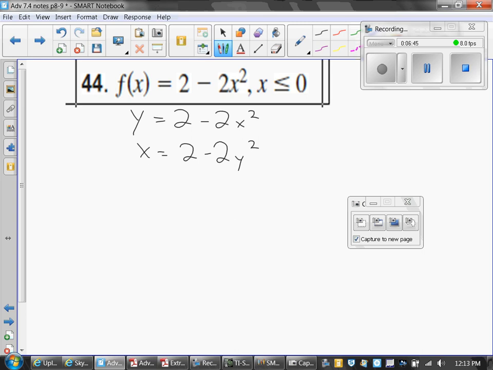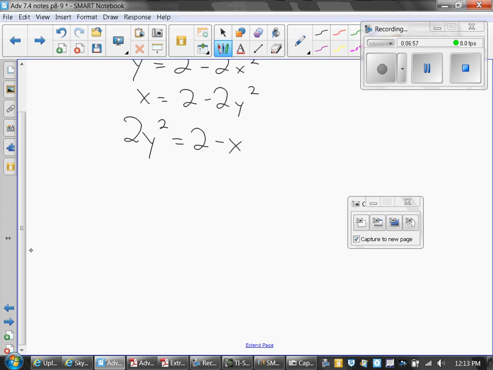I know how to get it unclogged. I'm doing it right now, but I'm just going to bring the negative 2y squared to the other side. So I have 2y squared is 2 minus x. Is that okay? Divide everything by 2.